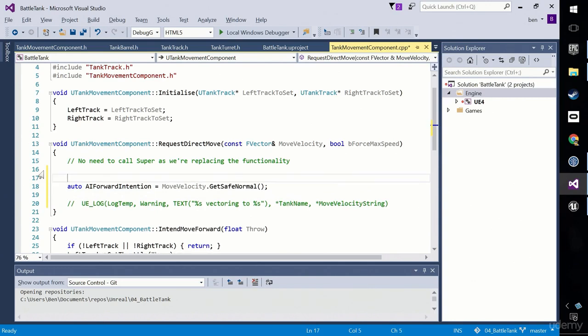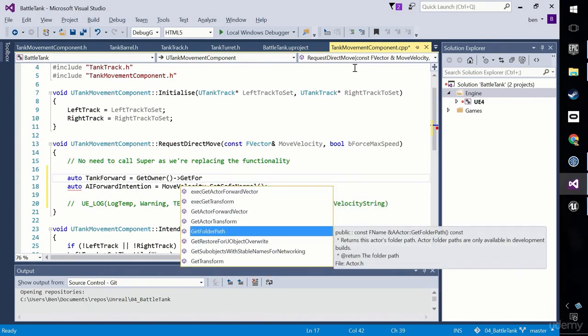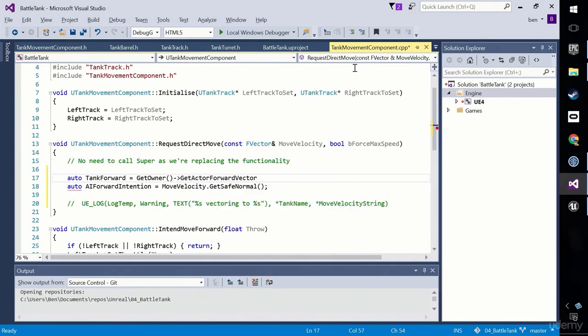There's another thing that would be useful to have, which is the tank forward direction right now. So we just need tank forward. Now, how do you get the tank forward? Have a little bit of a think about it yourself. We're on the movement component. What do we do to go from the movement component to the tank itself? We get owner. And then through the owner, we get forward vector. Get actor forward vector, because the owner is an actor. And I'm going to also get safe normal. So what that will give us is a unit vector in the direction the tank is facing forward.